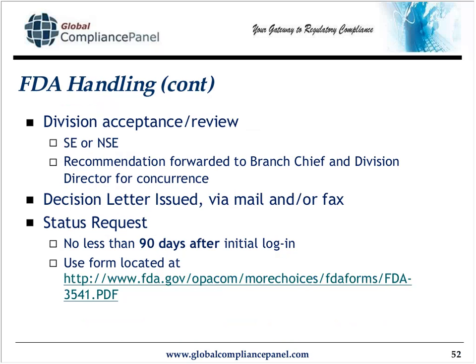Then they perform their review, and they either determine that you're substantially equivalent or not substantially equivalent, and they send their recommendation, which is always agreed with, to the branch chief and the division director for concurrence. They send you your decision letter via email, fax, email. I've gotten it any or all of those ways.